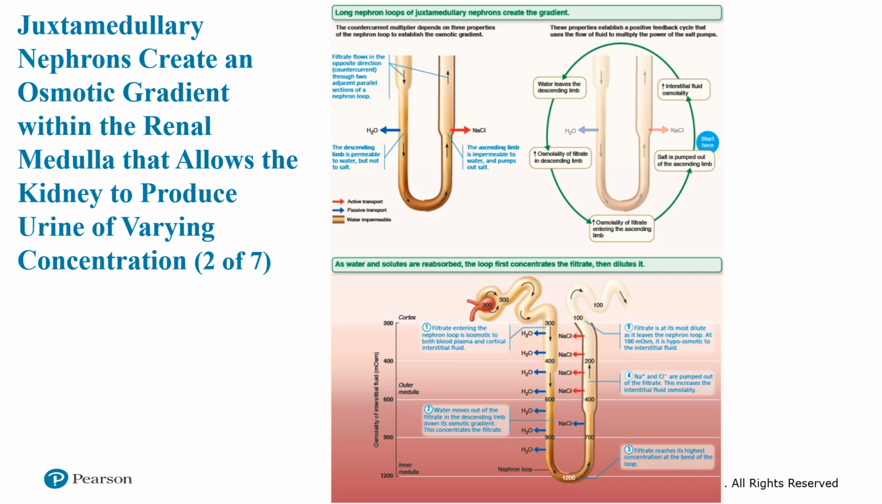So this is the descending limb, right? In this the filtrate is coming. The osmolality of the filtrate is 300 milliosmol. It is isotonic with the blood. It comes down, and this is the thin descending limb of the loop of Henle. It is impermeable to the solute, but it is permeable to the water. So the water is going into the interstitial space, and after the interstitial space it will go into the blood, right?